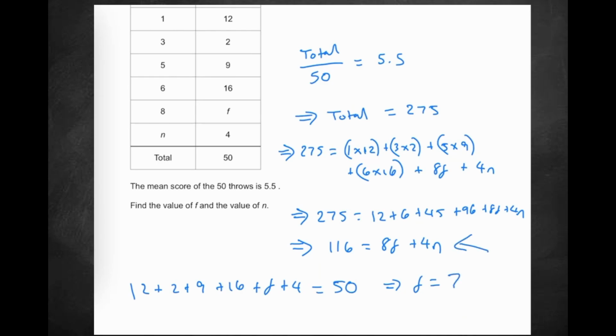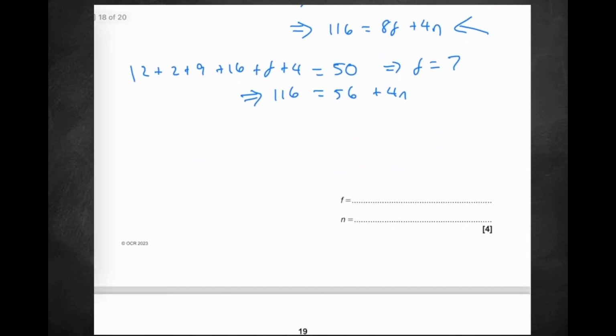So we'll go back to this again now, and we can say, therefore, 116 equals 8 times 7, which is 56, plus 4n, which means 60 equals 4n, which means n is 15, and we know f is 7.